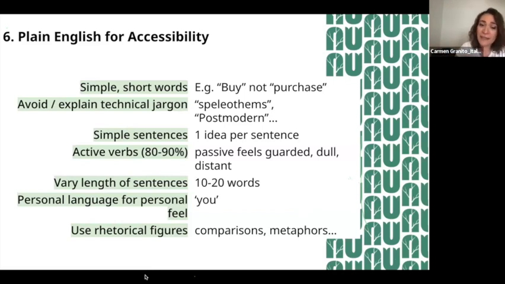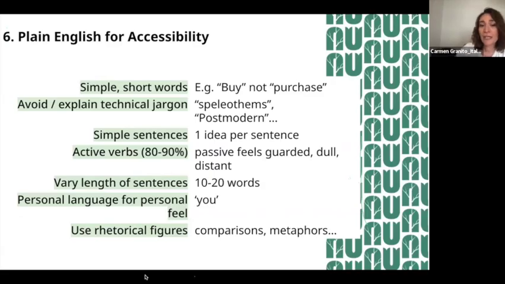You can also vary the length of sentences to create a little bit of rhythm when you write. So if you're always using 5-word sentences, the rhythm will always be 1, 2, 3, 4, 5, 1, 2, 3, 4, 5, 1, 2, 3, 4, 5. After some time, it becomes boring. So you can vary that.